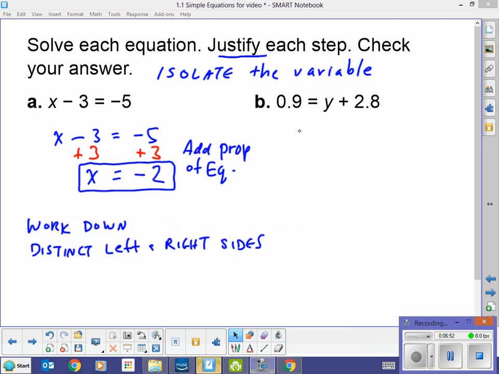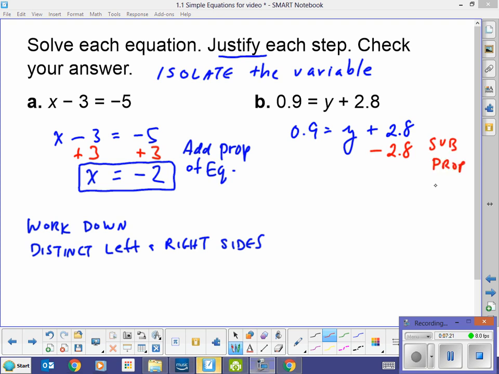Okay, so over here I've got 0.9 equals y plus 2.8. This side has the variable, but it's 2.8 greater than the variable I'm looking for. So in order to set it back to being just the variable, I'm going to subtract 2.8 from this side. And the subtraction property of equality says that whatever I do to one side, I must do to the other. So I'm going to subtract 2.8 from this side as well.